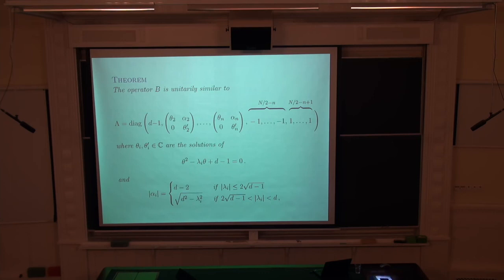shocking statement, I can see. So the Jordan blocks are all 2 by 2. So these, on the diagonal, you have the solutions of the quadratic equation, the Bass equation. And off diagonal, you have elements that we can also write down explicitly. So in the Ramanujan case, all these off diagonal elements are exactly d minus 2.